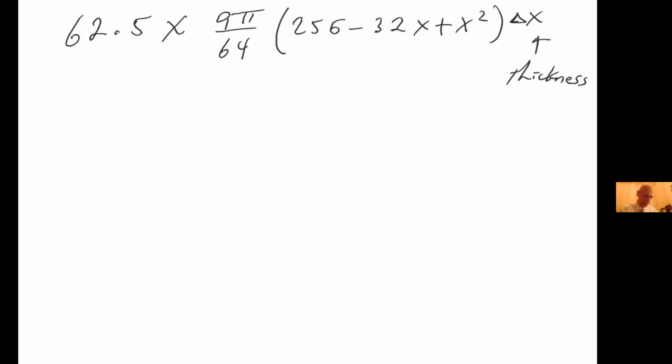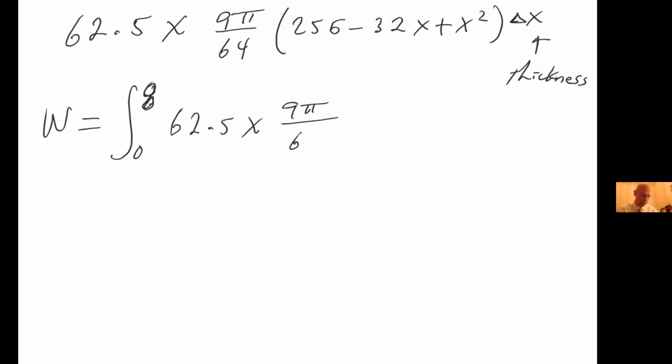So work equals, or like some textbooks always say, almost equal, the integral from 0 to 8, from the top of the water all the way to the bottom, of 62.5x times 9 pi over 64, then times 256 minus 32x plus x squared, all that dx. Okay, so let's do a little bit of simplifying here.